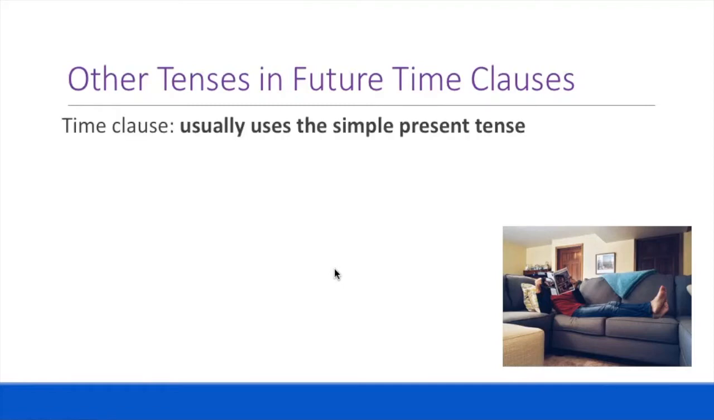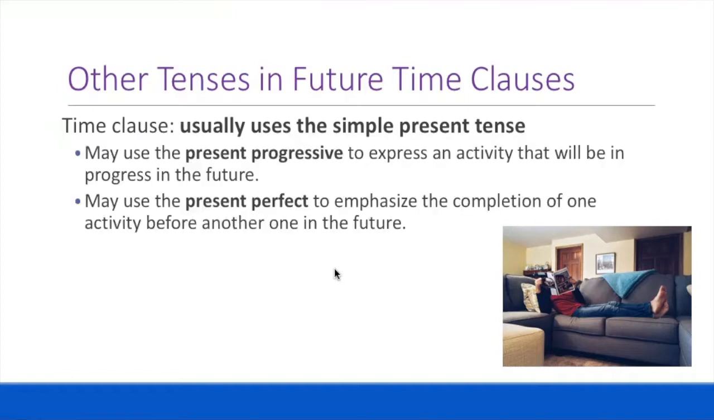Now, the time clause usually uses the simple present tense, but other tenses may also be used. We may use the present progressive to express an activity that will be in progress in the future, or we may use the present perfect to emphasize the completion of one activity before another one in the future. These may be used in the time clause.